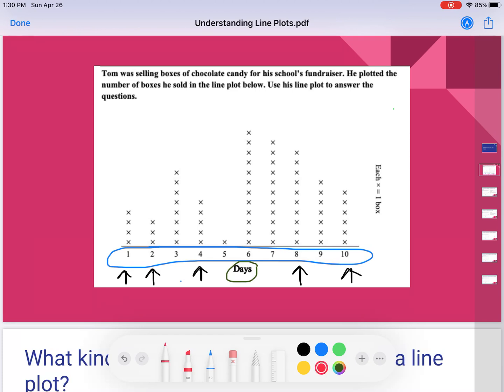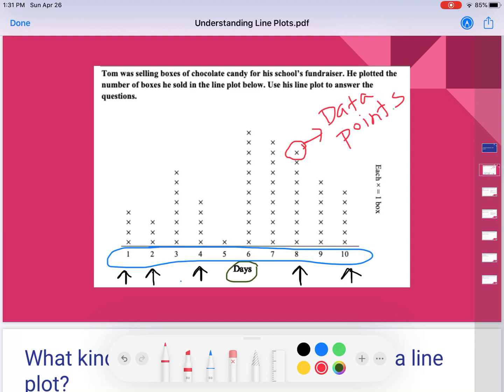Another really important term that you will hear when working with line plots are data points. And each of these X's is a data point. Sometimes data points are not represented by X's. Sometimes they're represented by dots. But that is what they're referring to when they say, how many data points were there on day 8? Or how many data points were there total on your line plot?